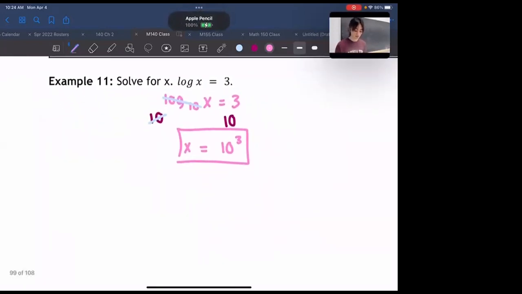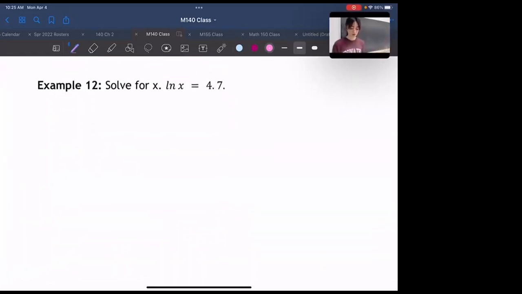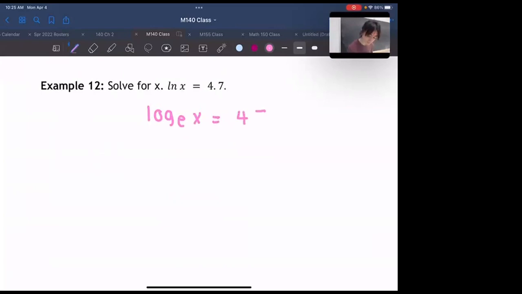All right, try example 12. It seems like most of the class is done. I know I didn't give much time for this one, but let's just go over it, okay? ln of x, that's the same thing as saying log base e, right? So I can rewrite this question as log base e of x equals 4.7.